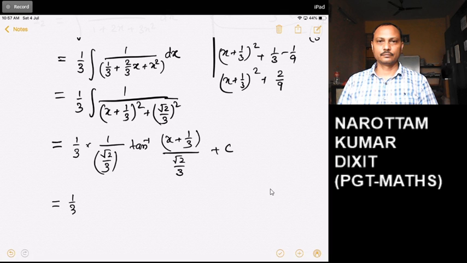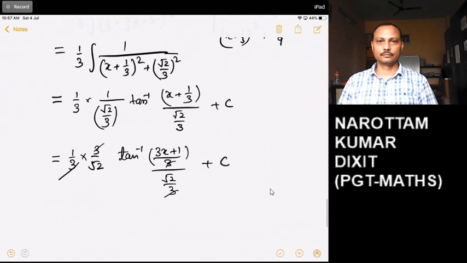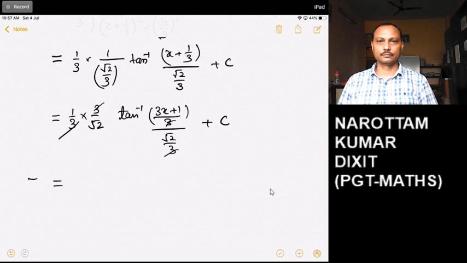So it is 1 by 3 into 3 by root 2 tan inverse of 3x plus 1 upon 3 divided by under root 2 upon 3. So here 3 cancels out, here also 3 cancels out, plus c. So the value of I2 we get is 1 by root 2 tan inverse 3x plus 1 upon under root 2 plus c.